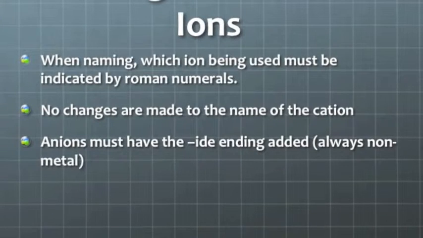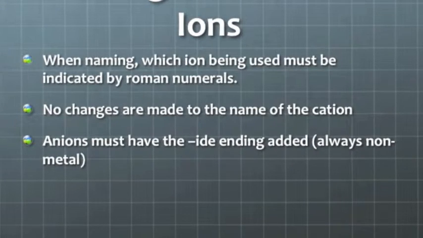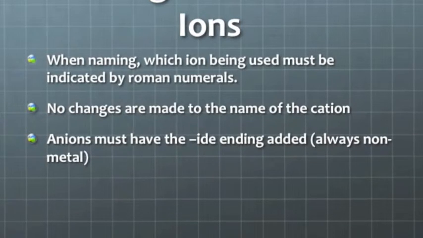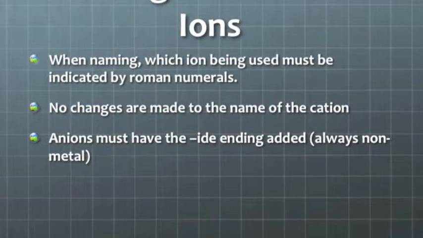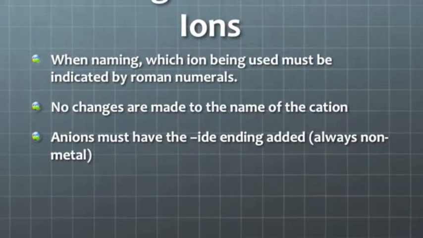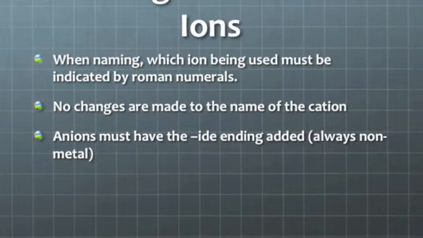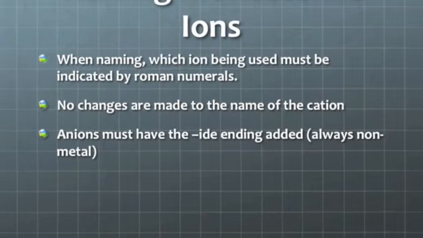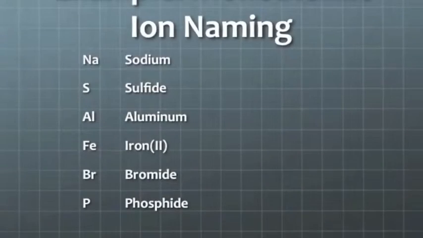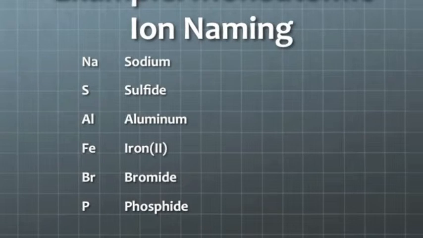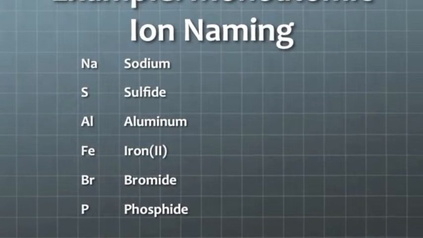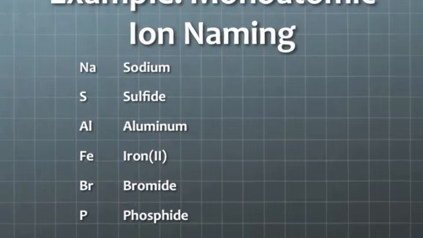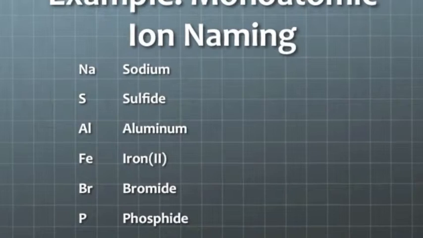Naming monatomic ions. When naming, which ion is being used must be indicated by Roman numerals. No changes are made to the name of the cation. Anions must have the "-ide" ending added, and it's always added to a nonmetal. Some examples of monatomic ion naming are Na, sodium; S, sulfide; Al, aluminum; Fe, iron; Br, bromide; and P, phosphide.